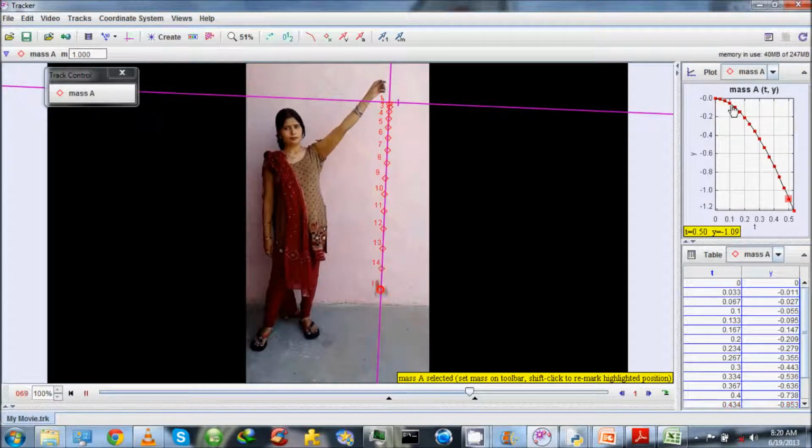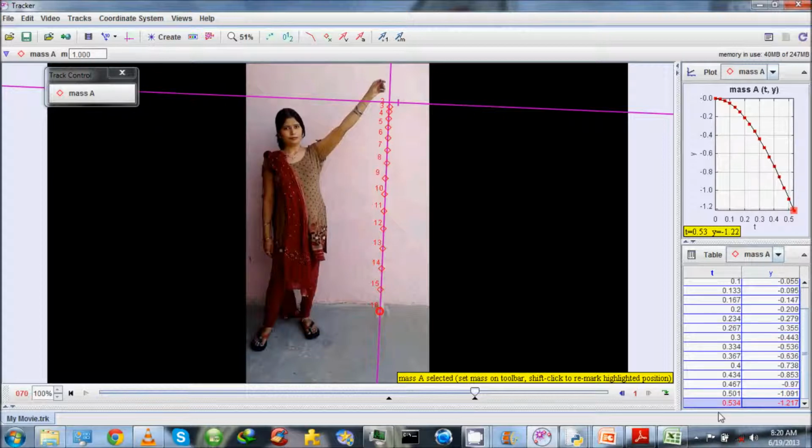So we can see here clearly that the displacement versus time graph turns out to be a quadratic curve as per our prediction. The initial displacement and time are set to be 0, 0, and the final time for our video analysis is 0.534 seconds, and the displacement is 1.2 meters.